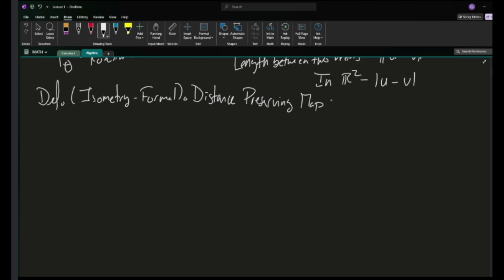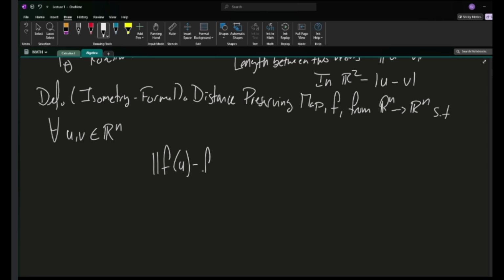A map f from Rn to itself, such that for all u and v in Rn, the norm of f of u minus f of v is equal to the distance between the two domain elements, the norm of u minus v. I'm kind of blanking on the terminology.